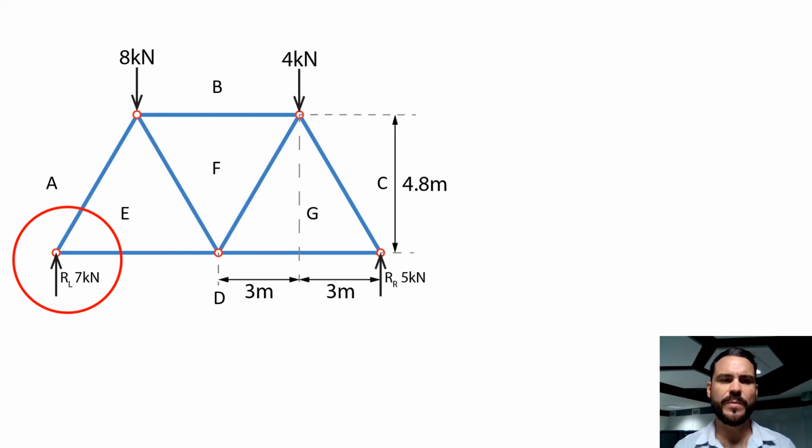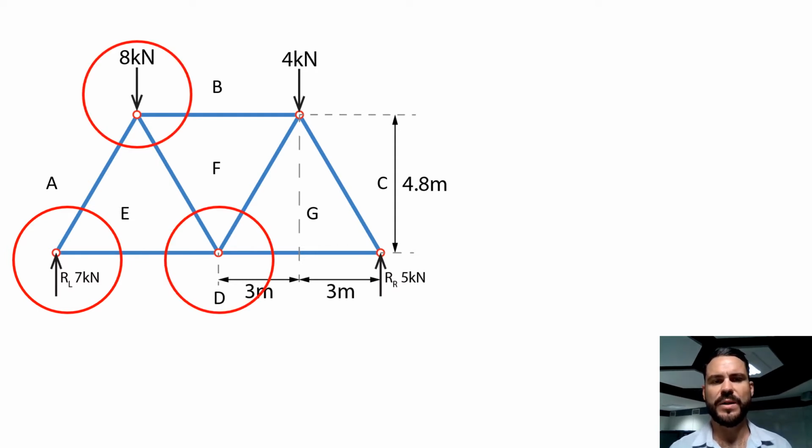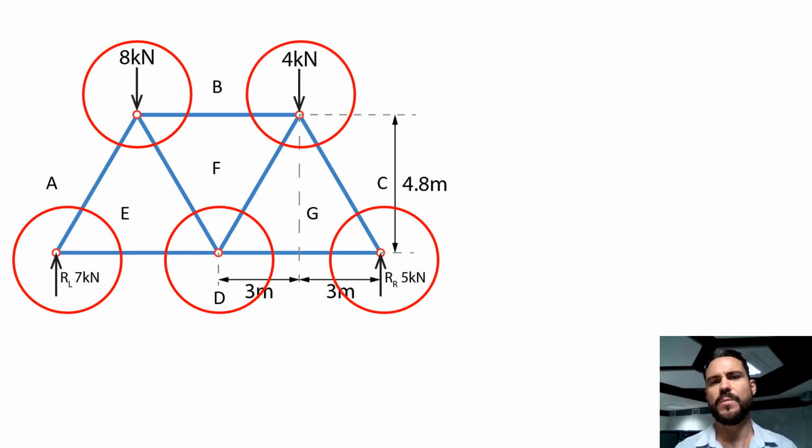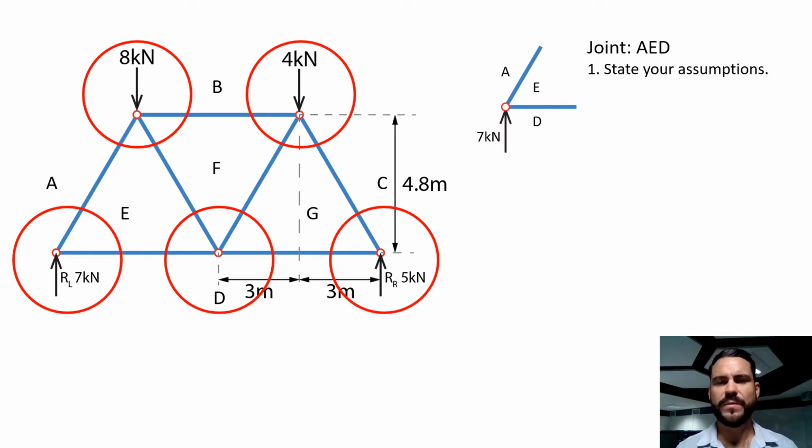So the joint systems that we're going to be looking at are these ones identified with the red circles, okay? And we'll keep referring back to those. So therefore we've got joint AED, for example.